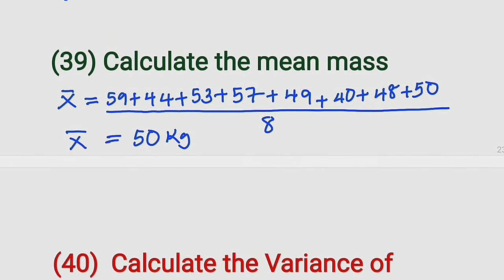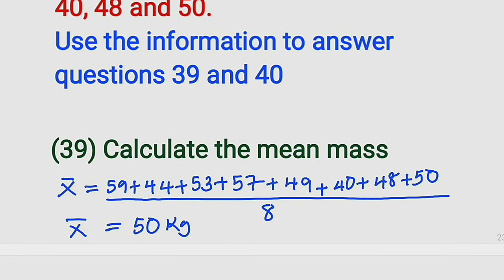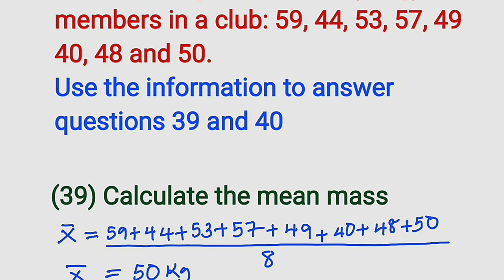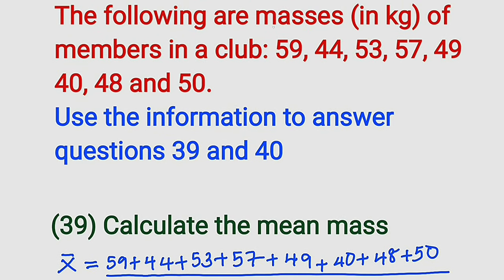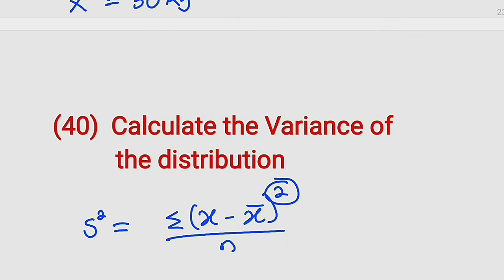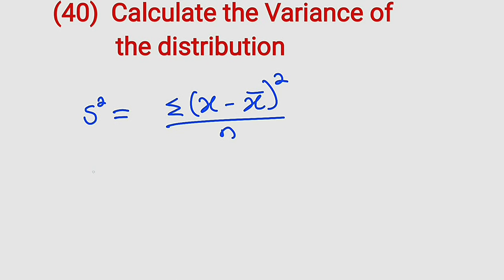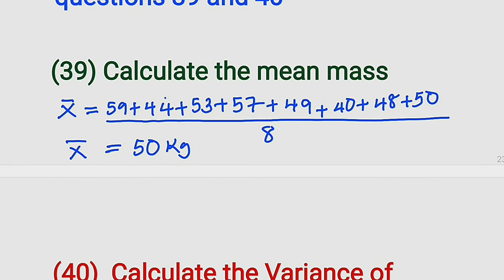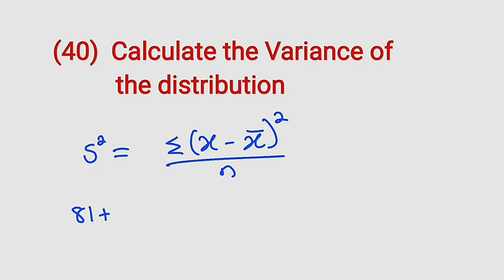So since we are dealing with objective questions, I think I can do that directly and skip some steps. All right, since our mean is 50, let's take the first one. That is x minus x bar. That is 59 minus 50. 59 minus 50 is 9. But remember, you have to square that. 9 squared is 81. So we have 81. The next, plus 44 minus 50. That will give us negative 6. And negative 6 squared will give us 36.